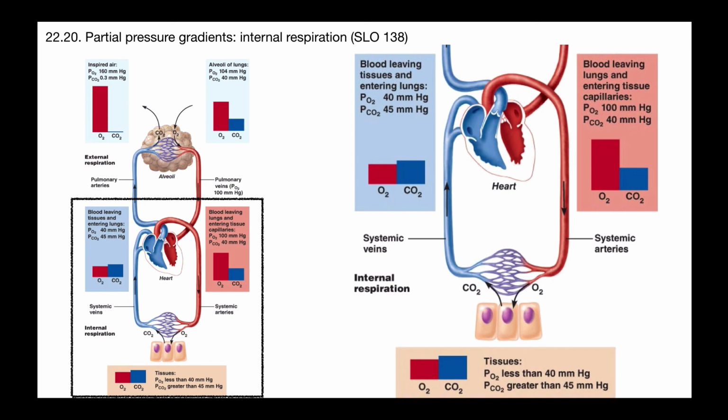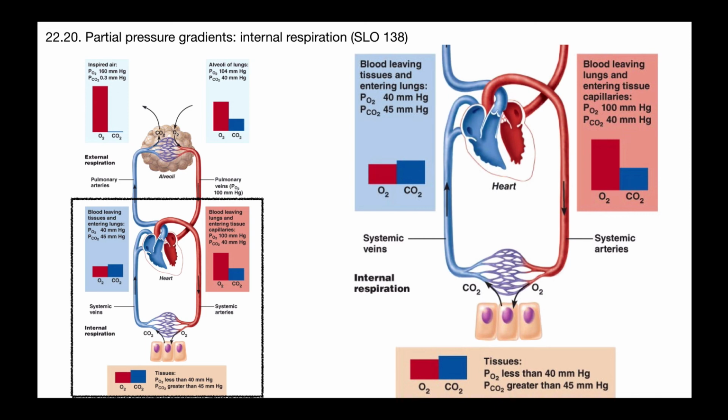What really isn't shown in this figure is the before and after of what happens in the tissues, but you can figure the tissues are going to look more like what the blood leaving the lungs was like. It's not going to go all the way up to 100 millimeters of mercury, but it's going to be at an intermediate value. So certainly it's going to gas up with oxygen through this process.